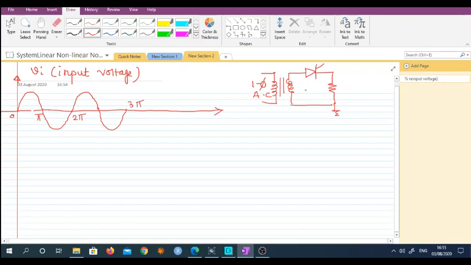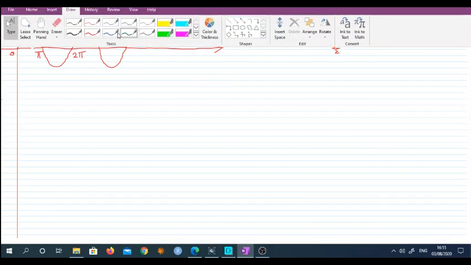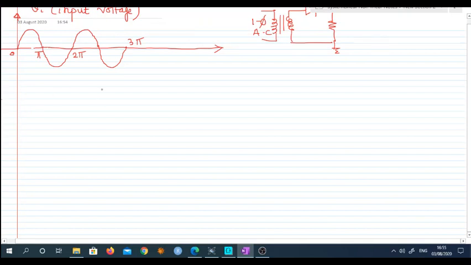Now let's try to draw the output waveform. Let me pick up a different color so that things will be understood very easily. Here I will draw the output voltage waveforms. All these waveforms I am drawing with respect to t, or let's say omega. Omega is a radian frequency and t is a time period, or it is f, frequency. I can draw these waveforms with respect to any one of these.